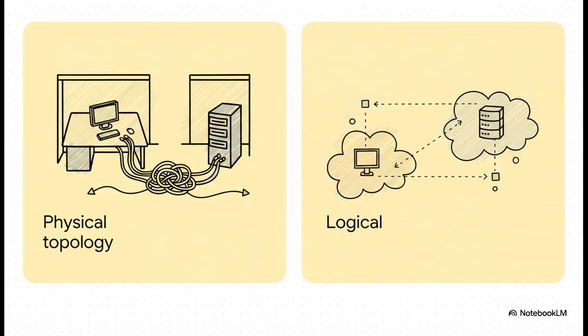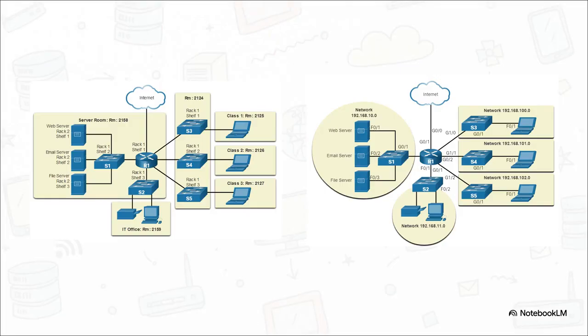Instead, it focuses purely on how the devices are virtually connected, illustrating the IP addressing scheme, the specific ports, and how the network is logically grouped together. When you look at these two concepts side by side, the contrast is pretty amazing. Over here on the left is your physical topology. You can literally see the server room, room 2158, the specific racks, the exact shelves where the equipment sits. It is an architectural blueprint.